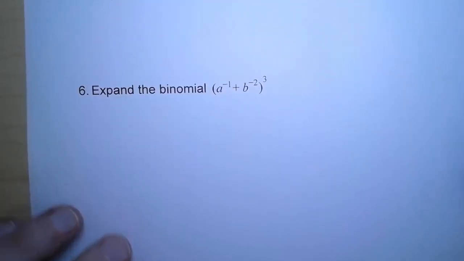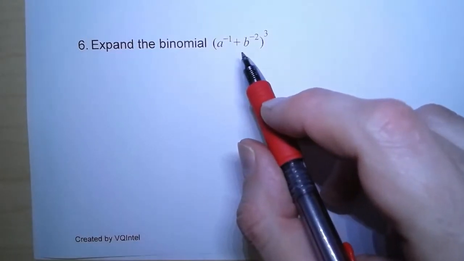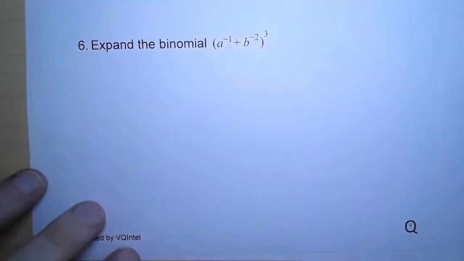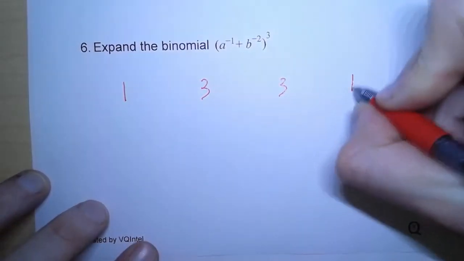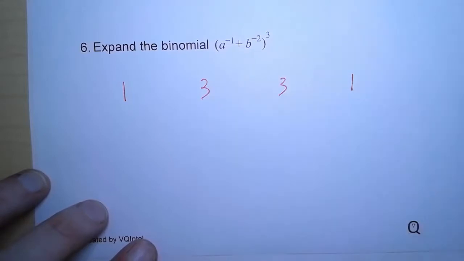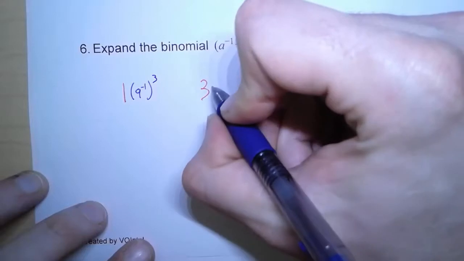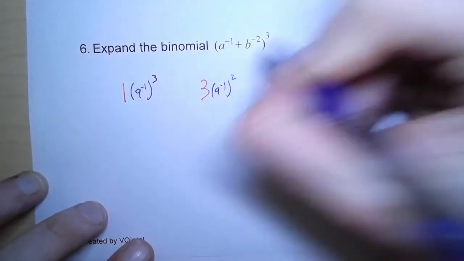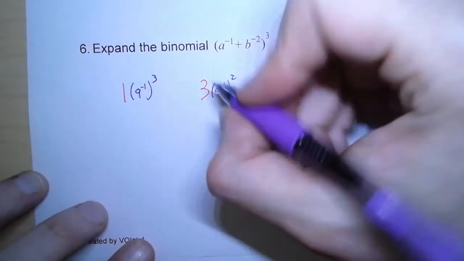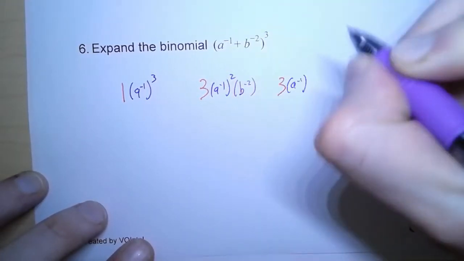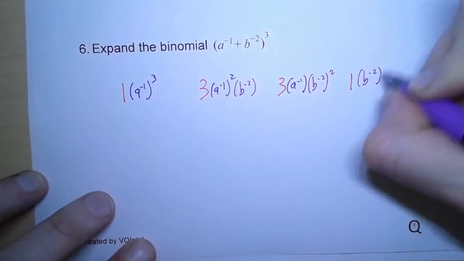And then finally, for this last one, we have a to the negative first plus b to the negative second cubed. So our exponents are 1, 3, 3, 1. I don't have as many, so I can spread them out. So we have a to the negative 1. We start that cubed. A to the negative 1 squared, and a to the negative 1. Then we have b to the negative 2, b to the negative 2 squared, and then b to the negative 2 cubed.